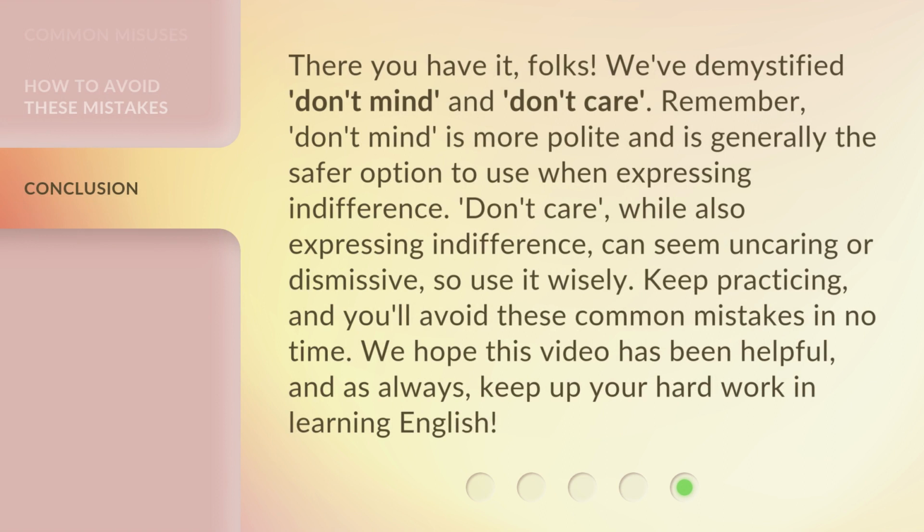There you have it, folks. We've demystified don't mind and don't care. Remember, don't mind is more polite and is generally the safer option to use when expressing indifference. Don't care, while also expressing indifference, can seem uncaring or dismissive, so use it wisely. Keep practicing, and you'll avoid these common mistakes in no time.